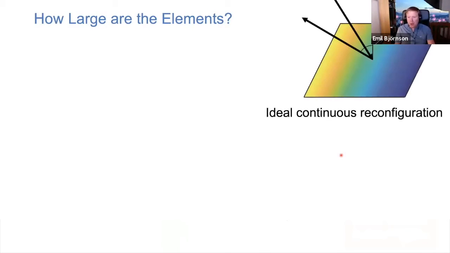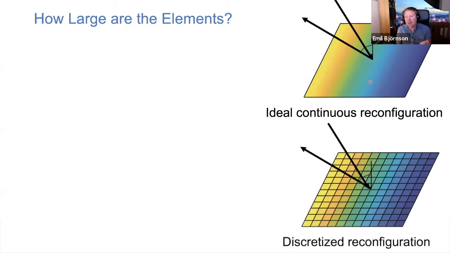Okay, so how large would these different elements in the surface be? Ideally, we would like to be able to continuously change the delays. So this color here is showing what the delays are. So if the signal comes in from a particular direction, you would like to go off in a different direction. You can compute what kind of delays you would like to have, and you would like to be able to continuously change them in the surface.